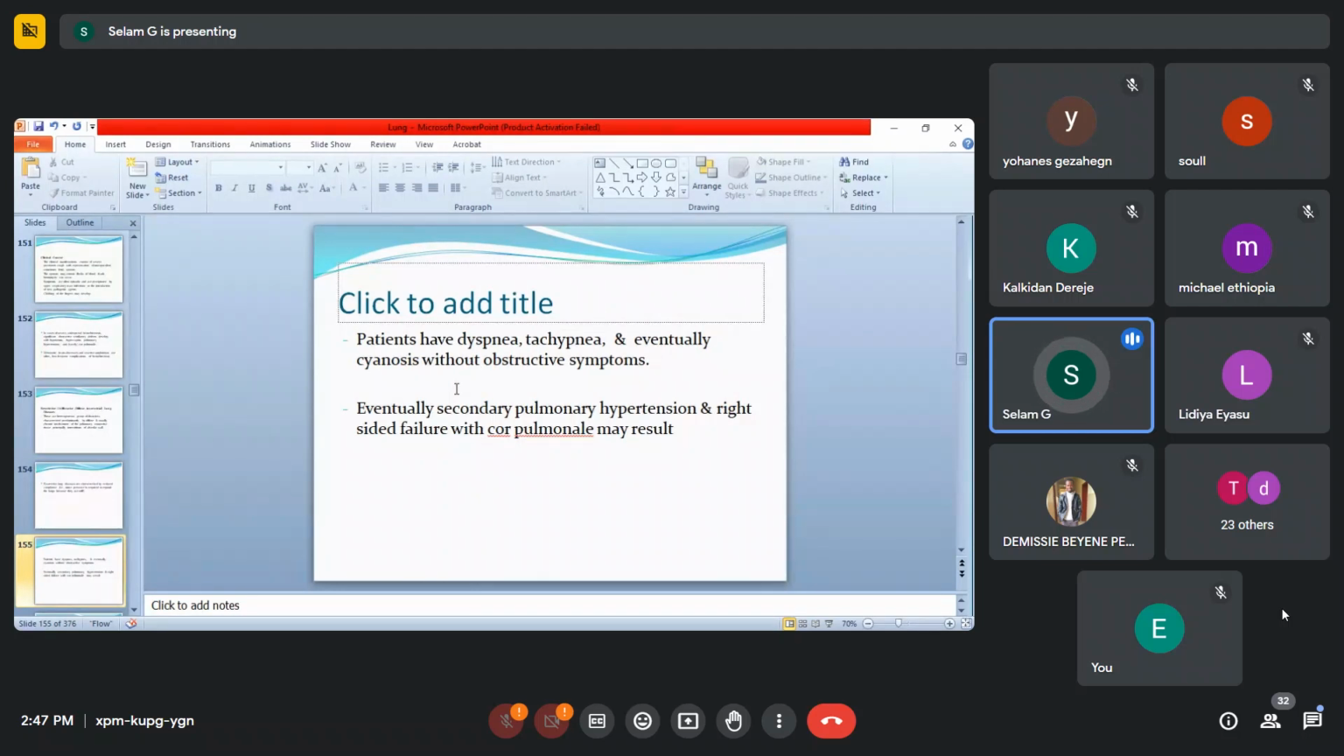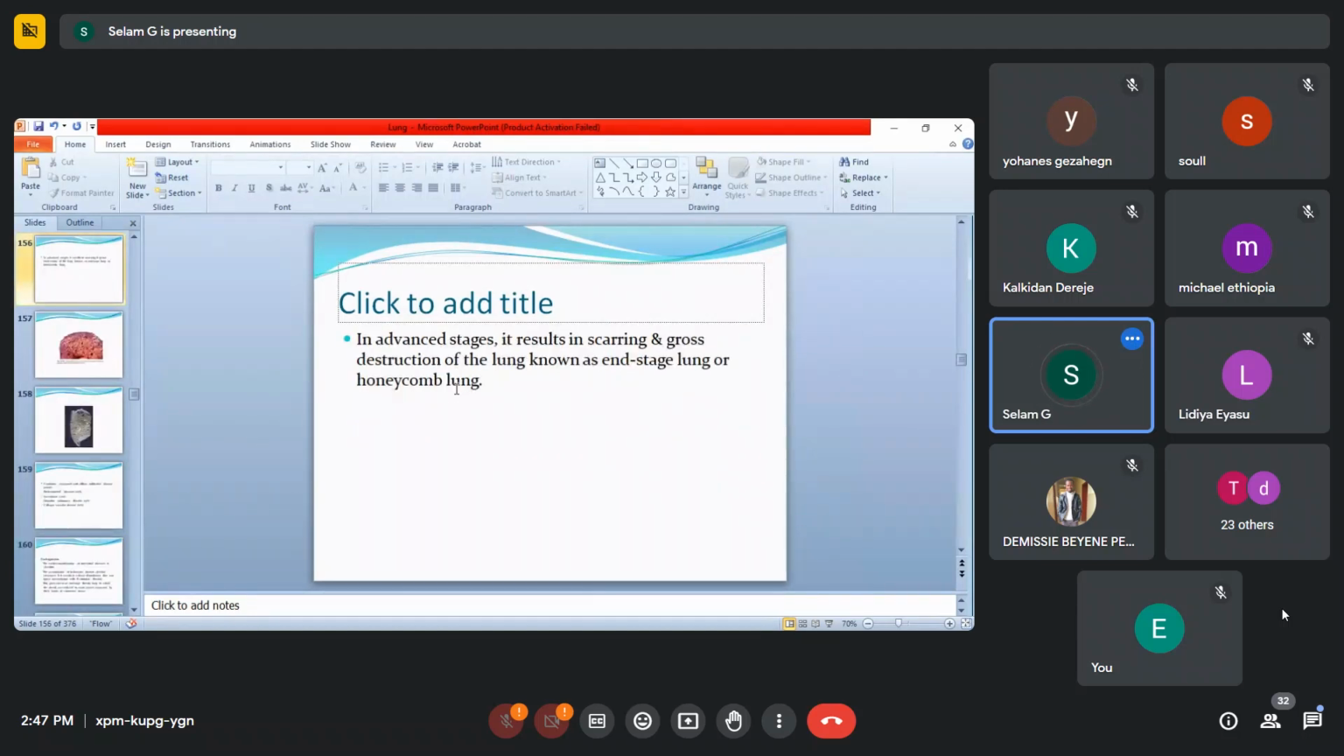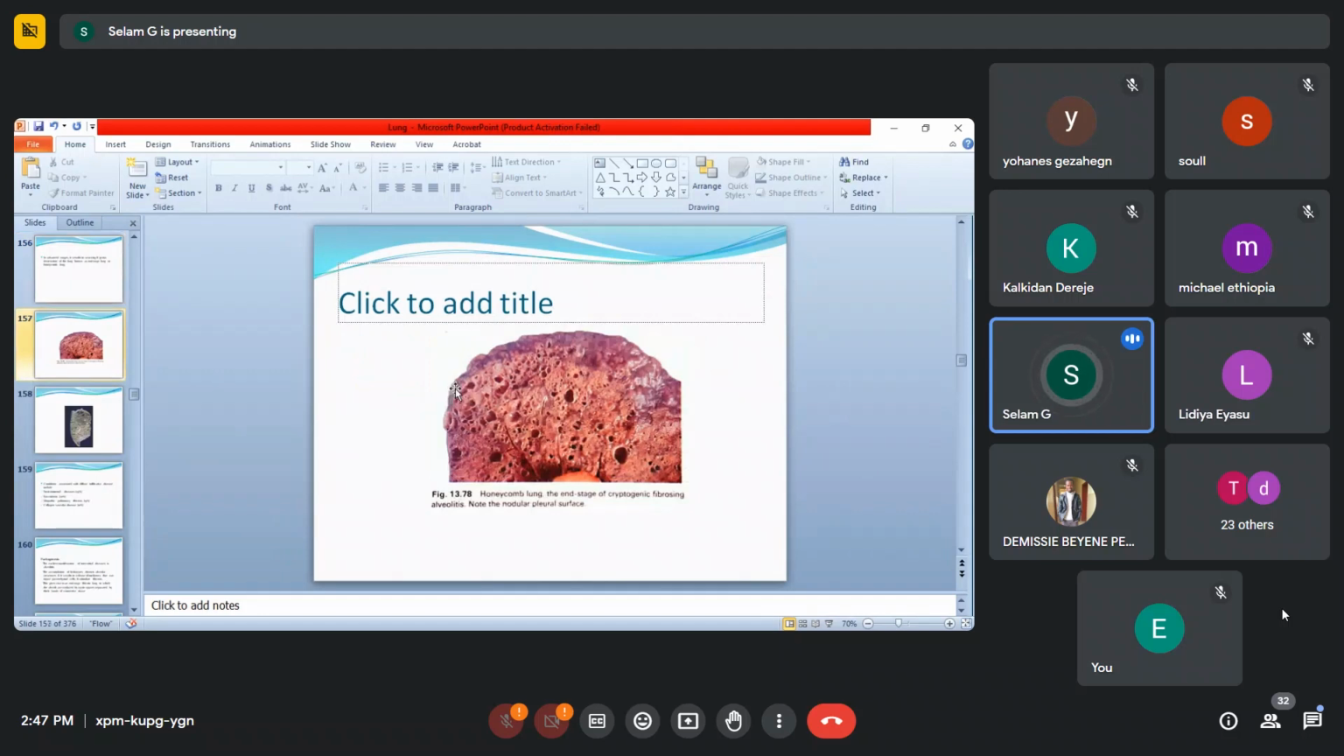Patients have dyspnea, tachypnea, and eventually cyanosis without obstructive symptoms. The airways are fine, so obstructive symptoms will not occur, and eventually secondary pulmonary hypertension and right-sided failure with cor pulmonale may result in these patients. In advanced stages, it results in scarring and gross destruction of the lung, known as end-stage lung or honeycomb lung. You see honeycomb-like lung. Somehow it resembles emphysema, but here the spaces are widened because of the fibrosis, the intervening fibrosis of the interstitium of the lung parenchyma.